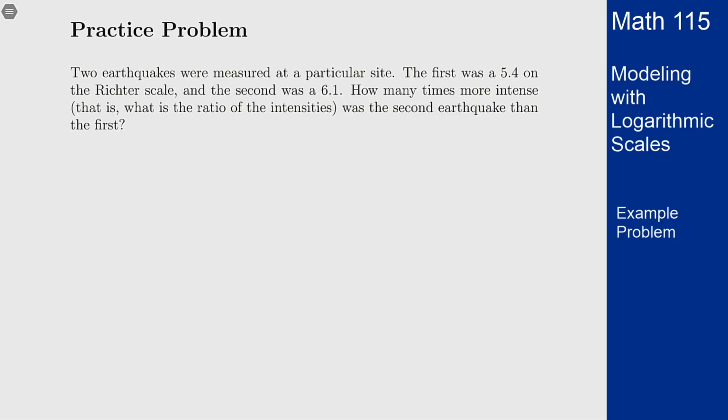In this example, we are told that there are two earthquakes at a particular site. The first was a 5.4 on the Richter scale, and the second was a 6.1. I want to know how many times more intense the second earthquake was than the first. So what do these ratings on the Richter scale tell us?